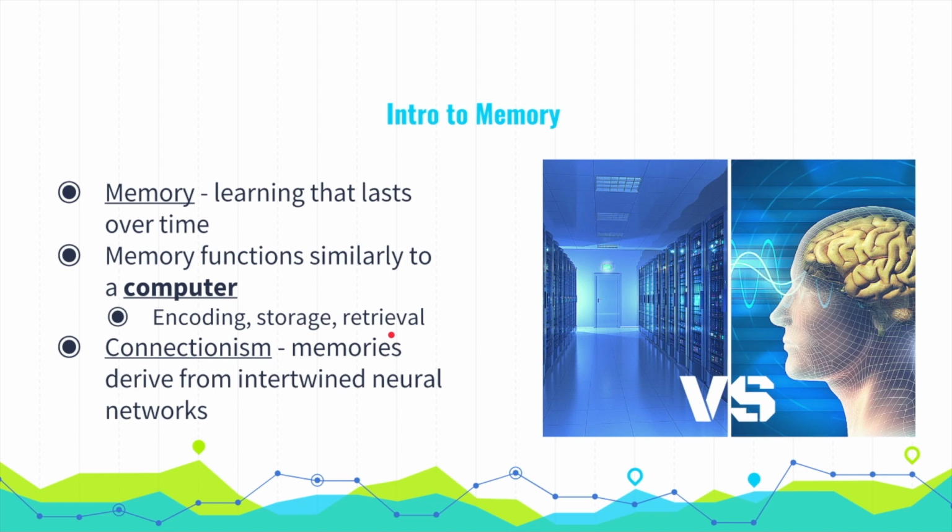We have the theory of connectionism, that memories derive from intertwined neural networks. So if there's a certain activation pattern, a specific memory is triggered. Psychologists Atkinson and Shiffrin believe that we form memory in 3 steps. First, information is recorded very briefly as sensory memory. Second, the information processes into our short-term memory where it is encoded.